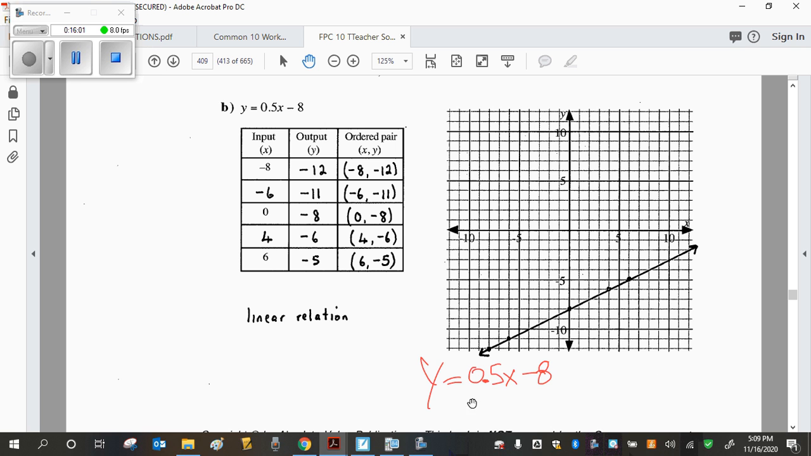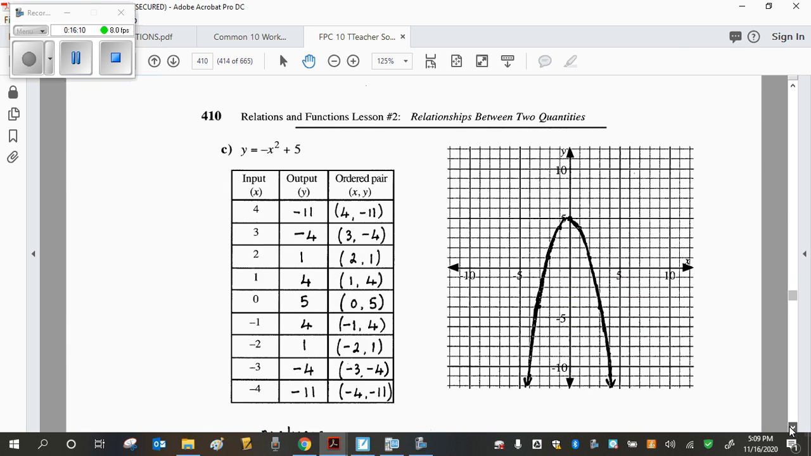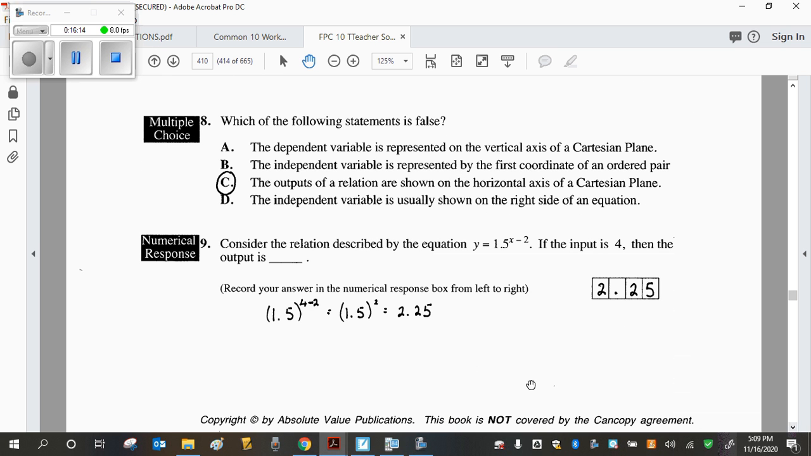Here's number 8 on the top of page 14. There you go. Oh, we had C there. Kind of a cute question. Number 9. That's my definition of cute anyway. And for C, the outputs means the y-axis. That is not horizontal, it's vertical.